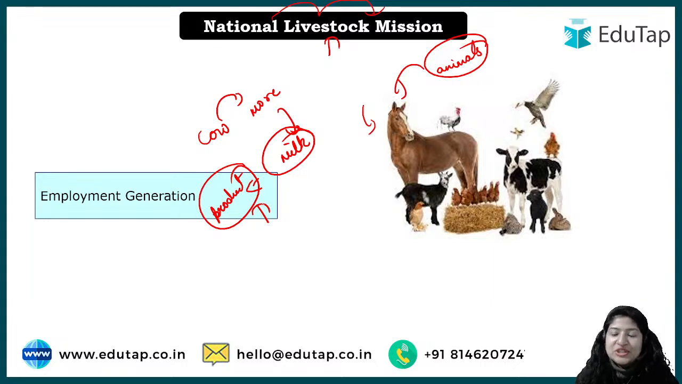So all in all, if we talk about the National Livestock Mission, it talks about the employment generation, the people who will be involved in this farming sector, and also the scientific research, as well as the awareness that will be shared with the farmers.